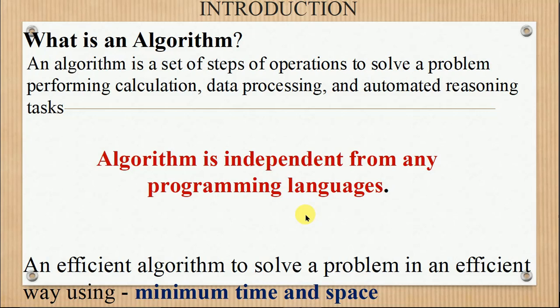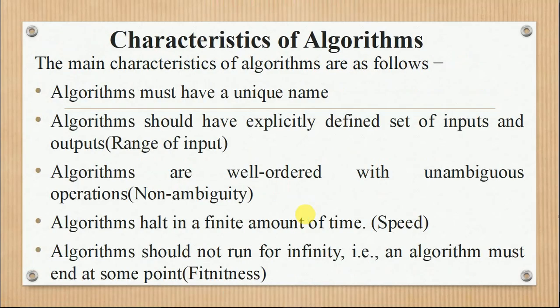So friends, before going into that, let's see how an algorithm is developed. Guys, you're seeing here that an algorithm must have a unique name. For example, you're performing the addition of two numbers and the addition of three numbers, and you need to develop an algorithm.